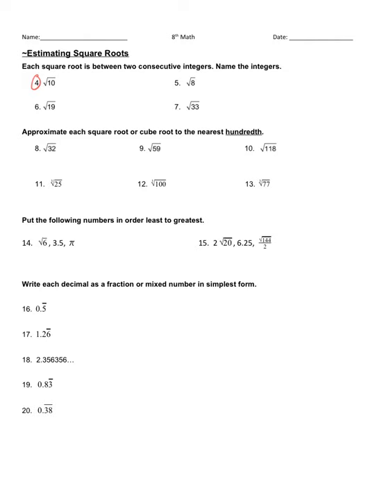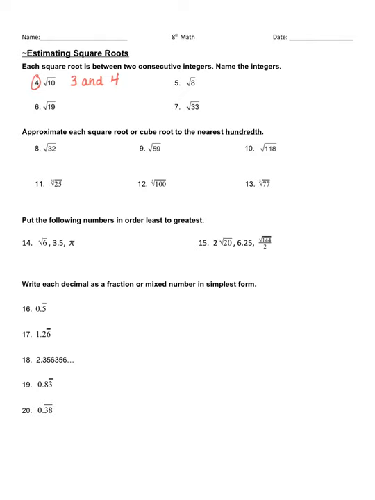We're going to punch that in the calculator. Square root of 10 in the calculator is 3.16227766. So that would be between the 2 consecutive integers 3 and 4.